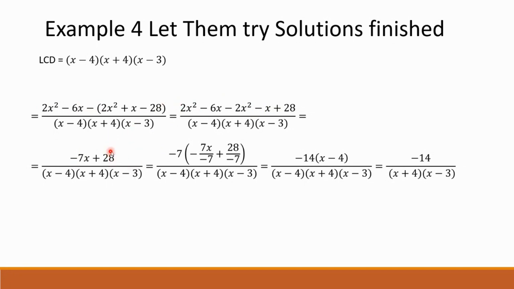Okay, that's great. Now, can we simplify? Well, notice the numerator is not quite factored. What do we do? Well, let's factor out negative 7. And can we do that? Well, yeah, negative 7 is a factor of 28. As you can see, we factor out negative 7. And what we get is negative 7 times x minus 4.